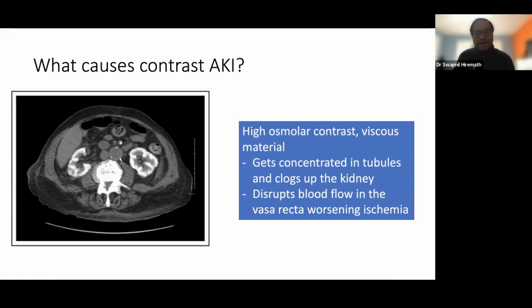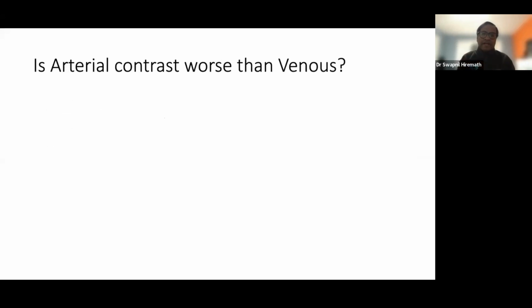It's sort of like an obstructive uropathy, except that the obstruction here is inside the kidney. And that is why the dose matters, because if you've got a higher dose, then that higher dose is going to clog up the kidney. And the same thing happens with arterial contrast.